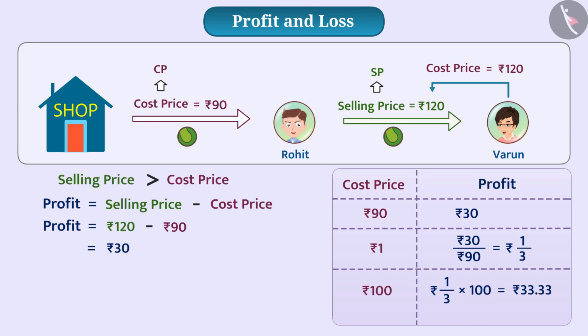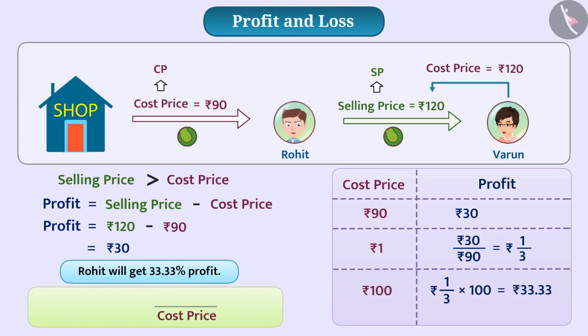The profit earned for every 100 rupees spent on the cost price is called profit percentage. That is, Rohit will get 33.33% profit in this transaction. The profit percentage is always obtained on the cost price. So, we take the cost price as the base. We write the formula for profit percentage as: profit percentage is equal to profit divided by cost price multiplied by 100%. Now, let's look at another situation of the transaction.